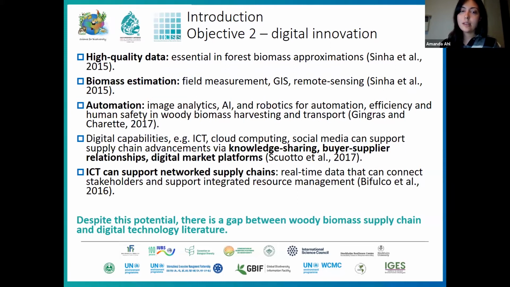But I think in supply chains in general, if we look aside from forestry, digital capabilities like ICT and cloud are really important for knowledge sharing across the supply chain or digital market platforms, because digital technologies can support networked supply chains as opposed to linear, which means that instead of just being in touch with the person or the entity right before or after you in the supply chain, you can understand on a more holistic level what's going on across all the stakeholders in the supply chain. And this means you can make better decisions and business decisions and be more efficient.